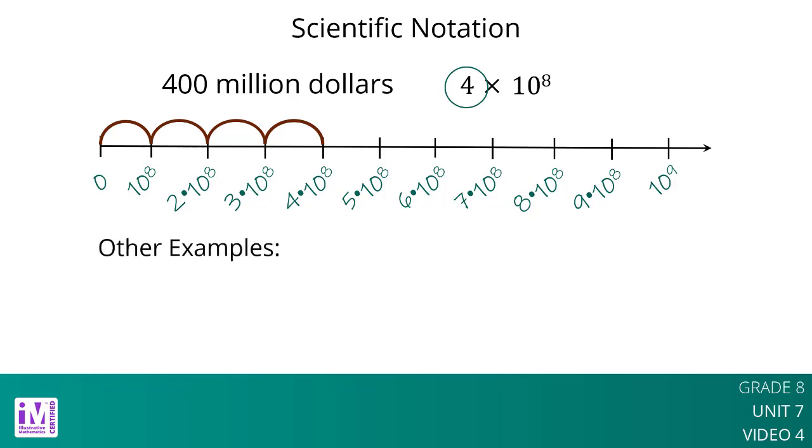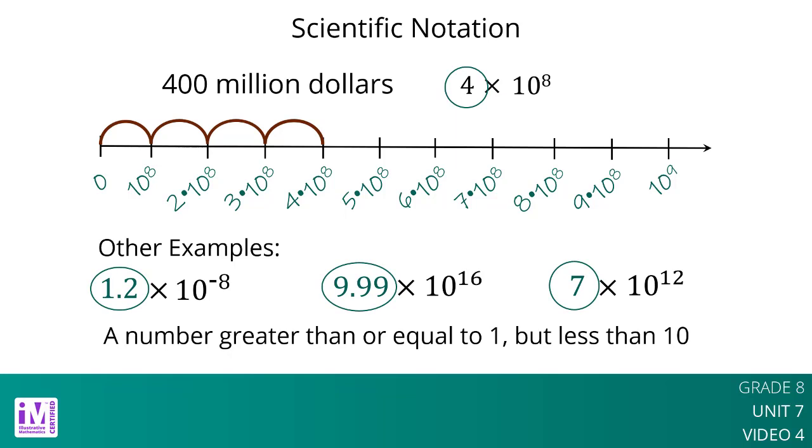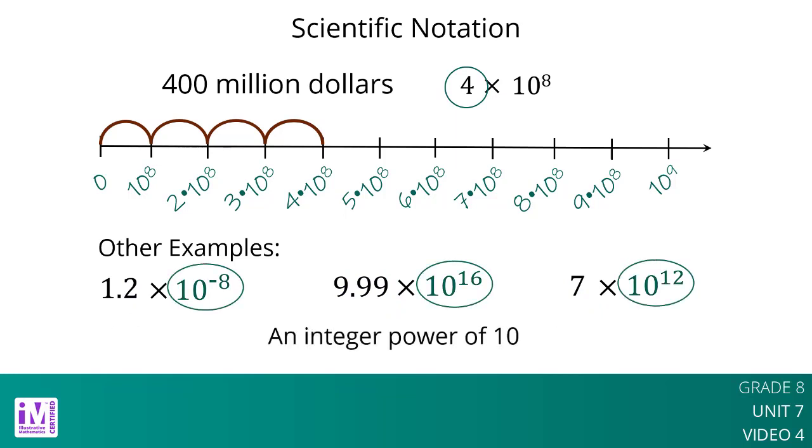Some other examples of scientific notation are 1.2 times 10 to the negative 8th power, 9.99 times 10 to the 16th power, and 7 times 10 to the 12th power. The first factor is a number greater than or equal to 1 but less than 10. The second factor is an integer power of 10.